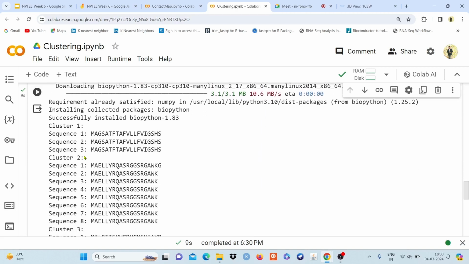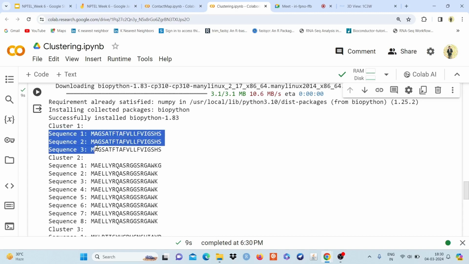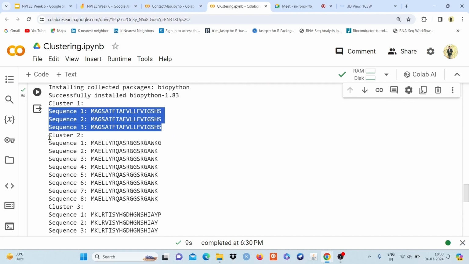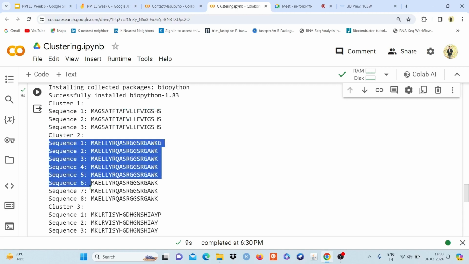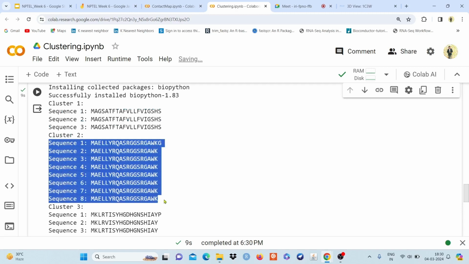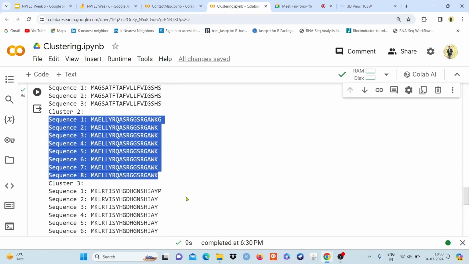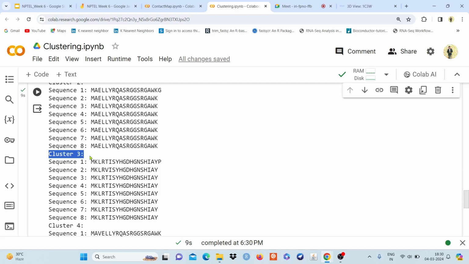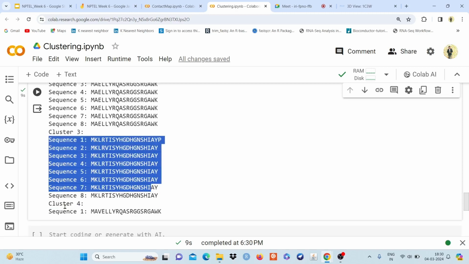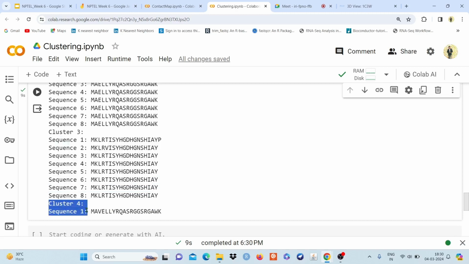When we see the output, the first is cluster 1. Under cluster 1, we see sequence 1, 2, 3, so 3 sequences under cluster 1. And then we see cluster 2, and we see sequence 1 to 8. Then we see cluster 3, which has 8 sequences under it again. And finally, we see cluster 4 with only a single sequence.